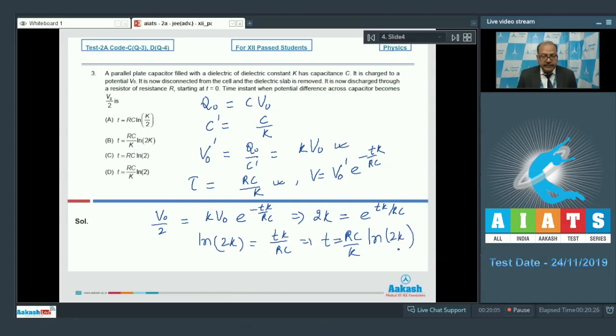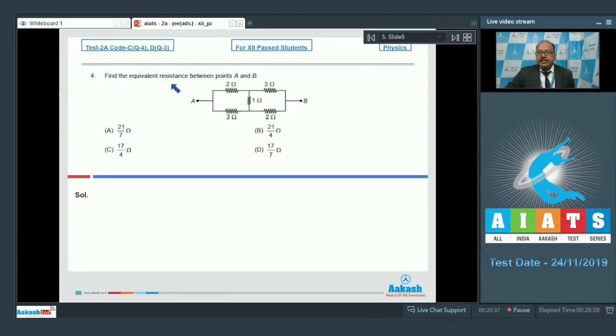Let's look at the options. Option B is matching with our answer, so option B is correct. Let's go to the next question now. Question 4 says, find the equivalent resistance between points A and B. Well, obviously the question is from the section current electricity, and we have to find the equivalent resistance between 2 points.